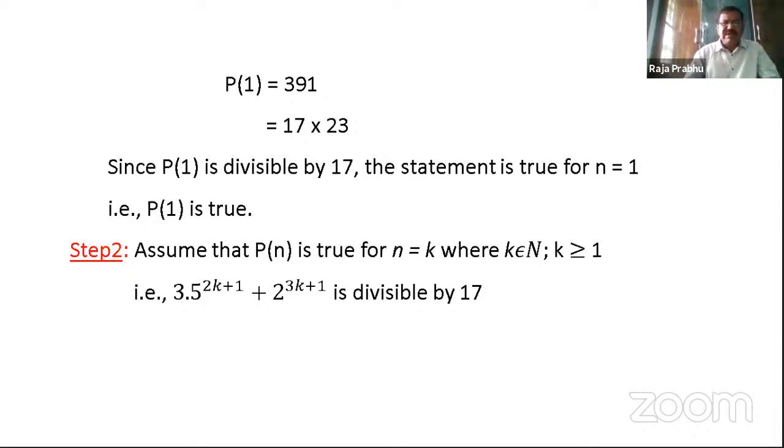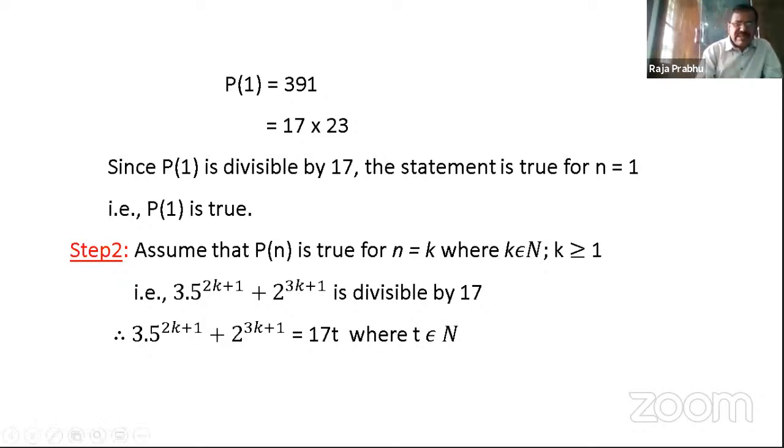Now here also same thing. The expression 3 into 5 to the power 2k plus 1 plus 2 to the power 3k plus 1 is divisible by 17. Means the expression can be written as 17 into something, because we assume that it is divisible by 17. That something I considered as t, where t can be any natural number again. It is from the set of natural numbers only. So this expression is taken as 17t. Okay, next what to do?